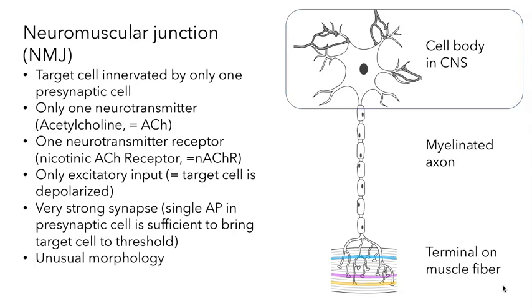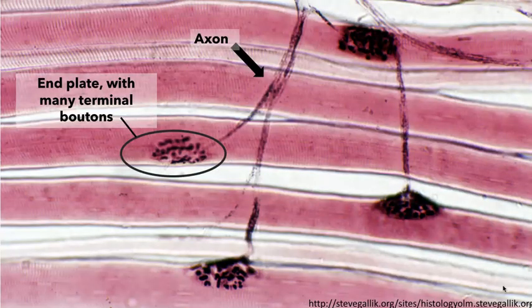And finally, there's an unusual morphology. Let's begin by looking at that unusual morphology. So here's a little bit of a muscle fiber. Each one of those long pink cylinders represents a different muscle cell. And we can see axons coming up then and terminating onto the muscle fibers. And you can see that each one of the pink cells is getting only one input here.